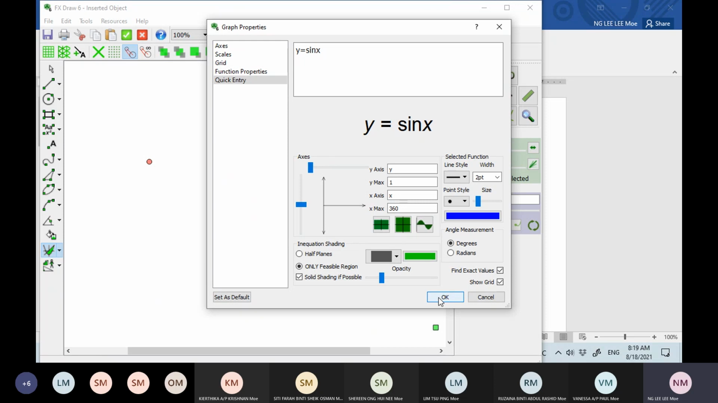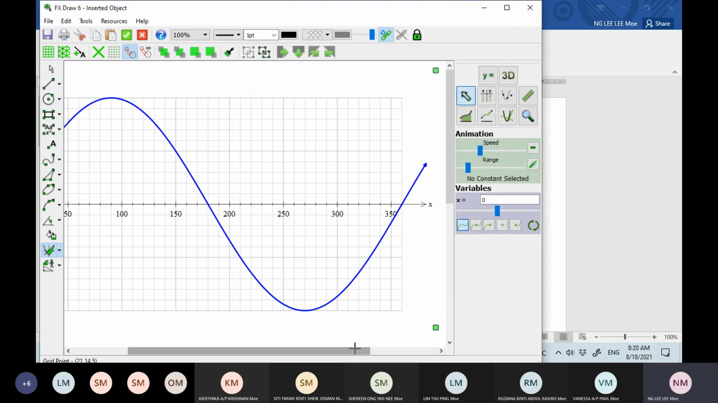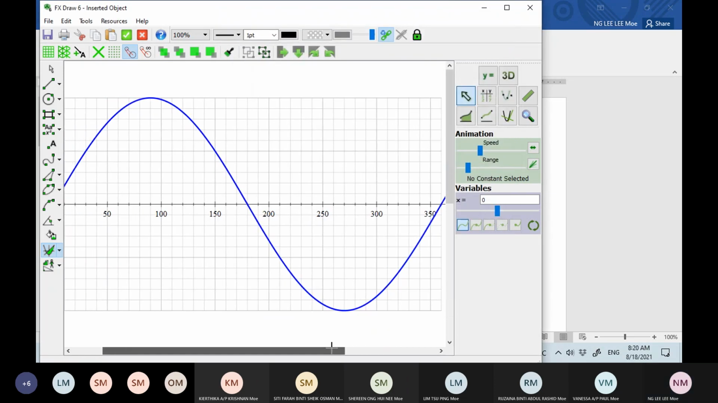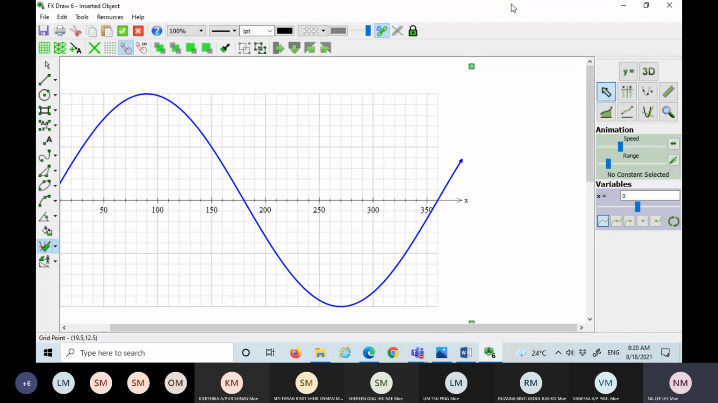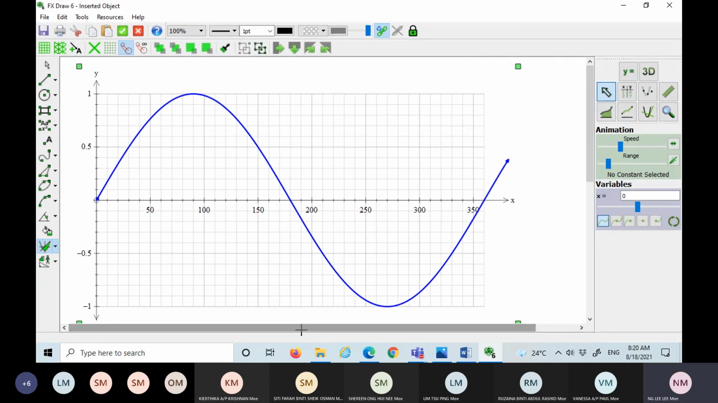Let us see. Make it bigger. Okay, I'm happy with the graph already. This is the sine x graph, 360. I hope you can see here. Maximum 1, minimum -1. Here is 180. So this is a sine x graph.